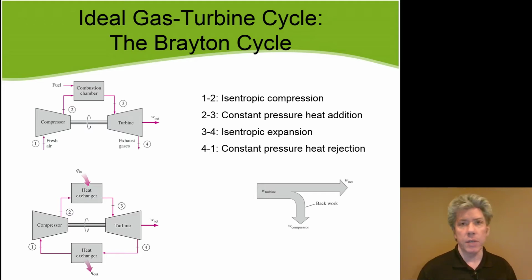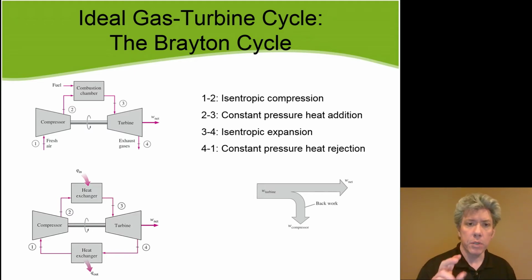Now, in the real engine, fresh air is pulled into the compressor and exhaust gases are tossed out of the turbine. That's the end of it. But we're going to use air standard assumptions, and so in the idealized cycle, we're going to take the exhaust gases from the turbine, which would just be hot air, cool it down like the atmosphere would do, and then run it back into the compressor.